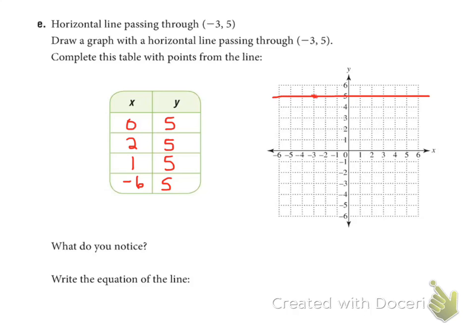Look at your table. What do you notice? It just goes up and down. What goes up and down? You can just use this, this, this, this. Okay, true. But don't look at the graph. Look at the table. The y's are all 5. There you go. The y value is always 5.